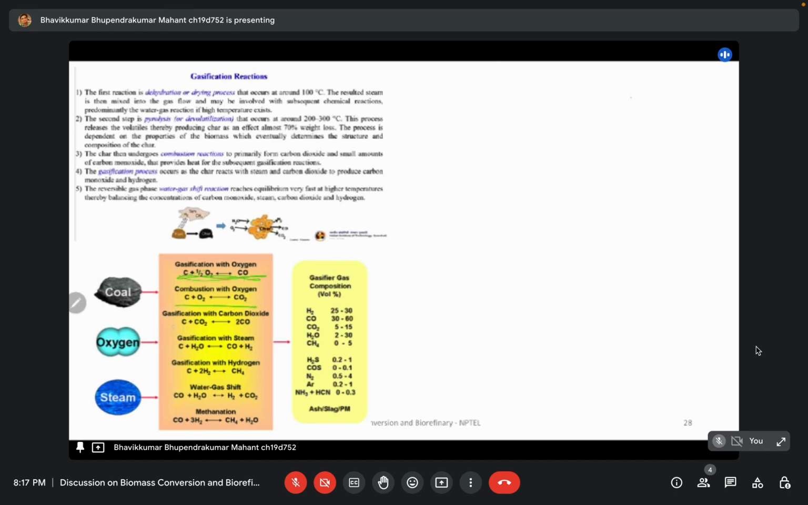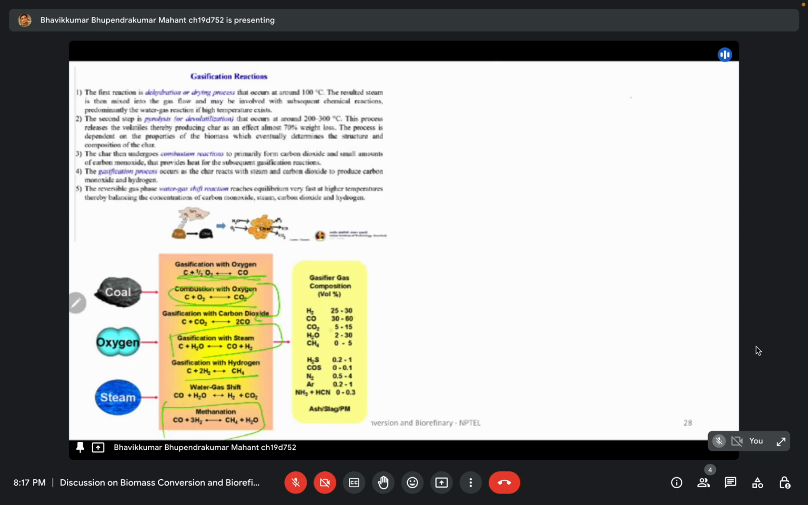Gasification with carbon dioxide: if you have first combustion, then in this reaction C plus CO2 can again convert to CO. Gasification with steam: we have water, H2O, which reacts with carbon and converts to CO plus H2. Hydrogen, if it is gasified, you will get methane. In the water gas reaction, CO plus H2O gives H2 plus CO2. The methanation process is also there: if you have CO plus 3H2, with more hydrogen, it converts into methane and water.